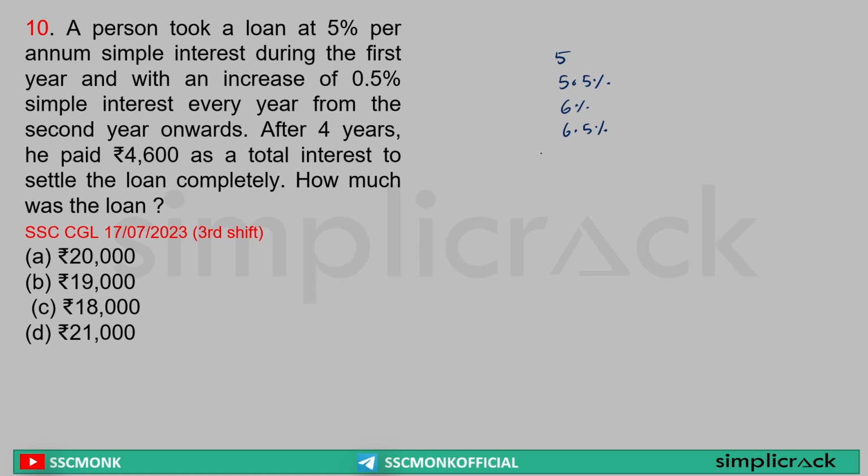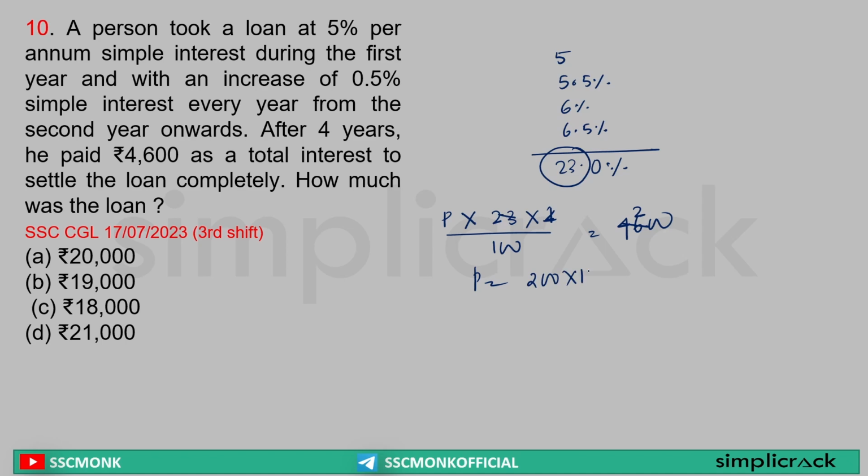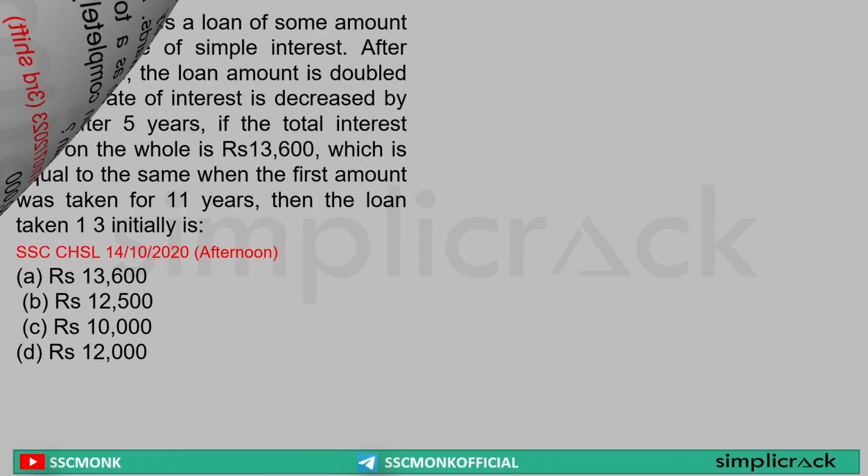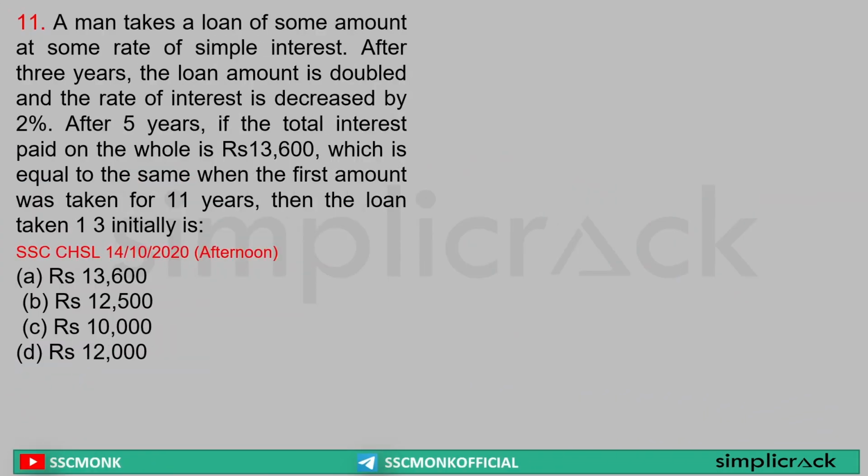So what is happening? Sir, total interest 5 plus 5.5 plus 6 plus 6.5, 23%. So what is the total interest, sir? 23%. Sir, principal I do not know. 23% interest for total 4 years I can't write because this is each year. So this will be P into 23 into 1 divided by 100 is equal to 4600. So 23 2s are 46. So P is equal to 200 into 100, which is equal to 20,000. So what is the amount of loan or principal? Sir, 20,000. Clear?